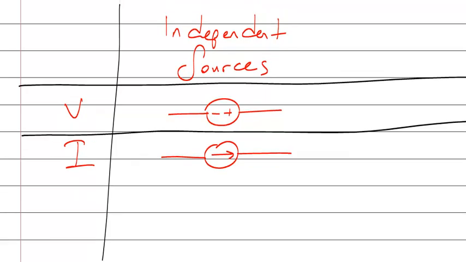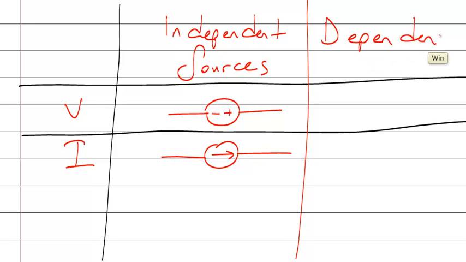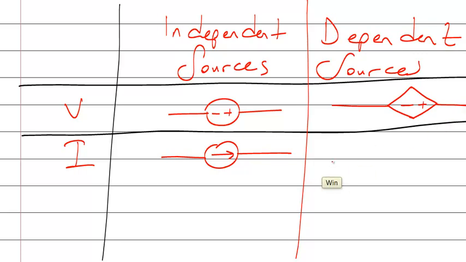And now I will define dependent sources. Let's look at what they are. The symbol of the independent source is this. This is the dependent source, minus plus. And this is the dependent current source. What do they do?